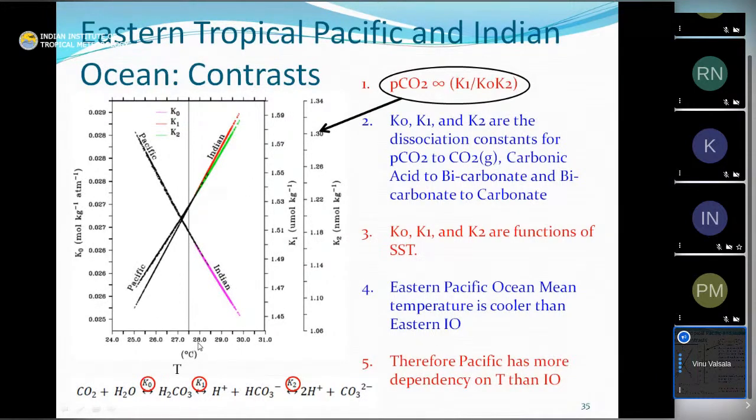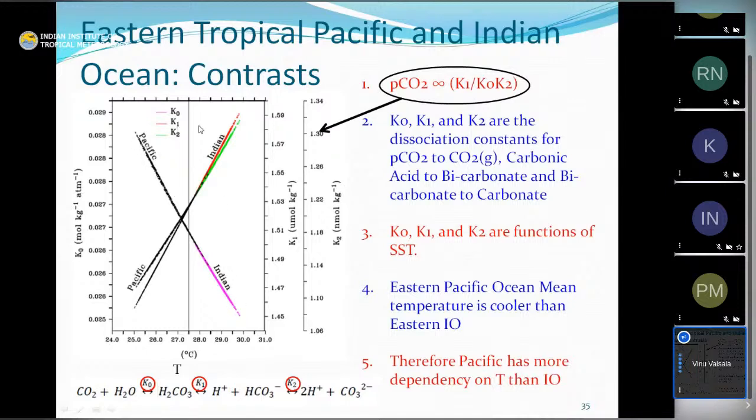They are temperature dependent. Now, if I plot the K0, K1, K2 of the Indian Ocean and Pacific Ocean against temperature, I am getting these cross-marked lines. That means the Indian Ocean is on the right-hand side. It comes about because mean Indian Ocean SST is around 28 to 30 degrees in the southeast tropical Indian Ocean, because it's a part of the western Pacific warm pool. But in the Pacific, the eastern tropical Pacific SST is much lower because it is a climatologically mean upwelling region. So the coefficients have extreme ends in the Pacific and Indian Ocean.